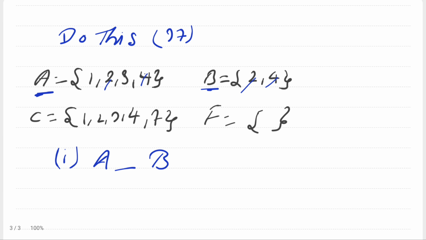So it means that whatever the element in set A, it is not present in set B. So this is not a subset. So we can write like that: it is not a subset. Let's do question number 2.